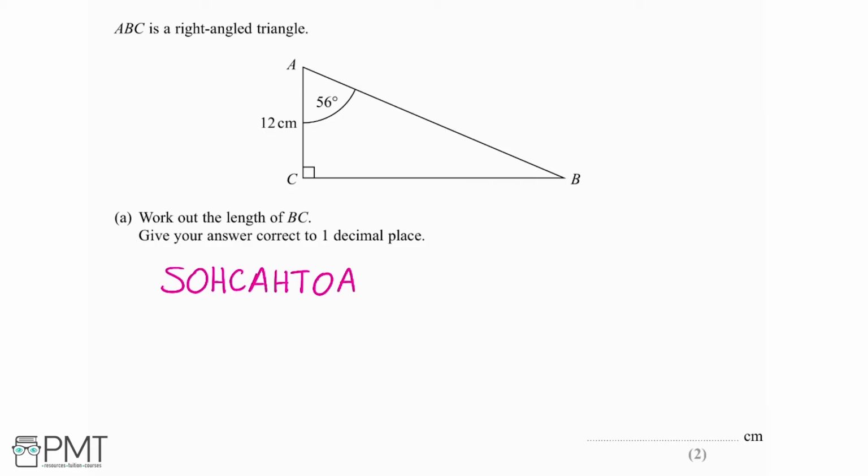Now the first thing I need to do is label the sides. So we've got a right angle triangle, and we've also got one known angle. Whichever side is connected to the right angle and the angle we know, we can label as the adjacent side. The side that's opposite the angle that we know is the opposite side, so we're going to label it as an O. And the side that's opposite the right angle is the hypotenuse, so we're going to label that H.